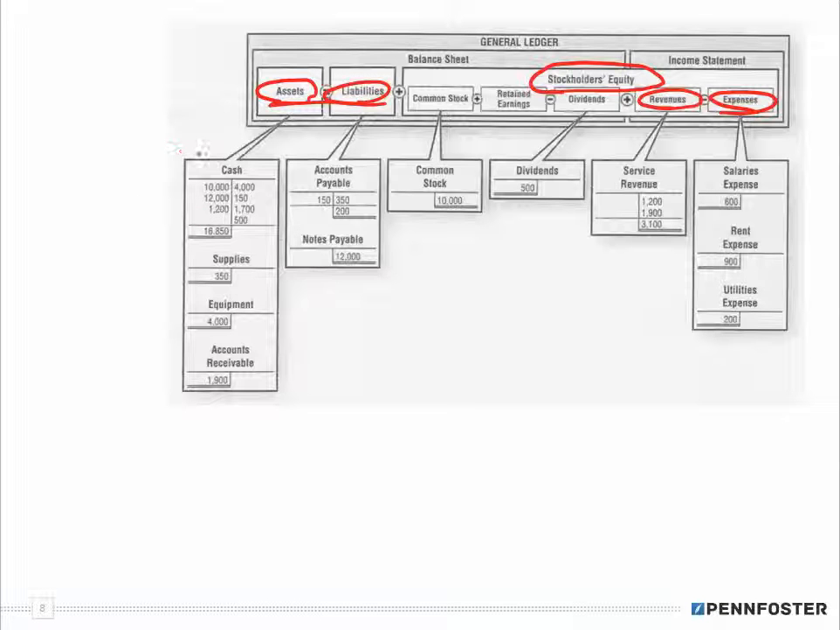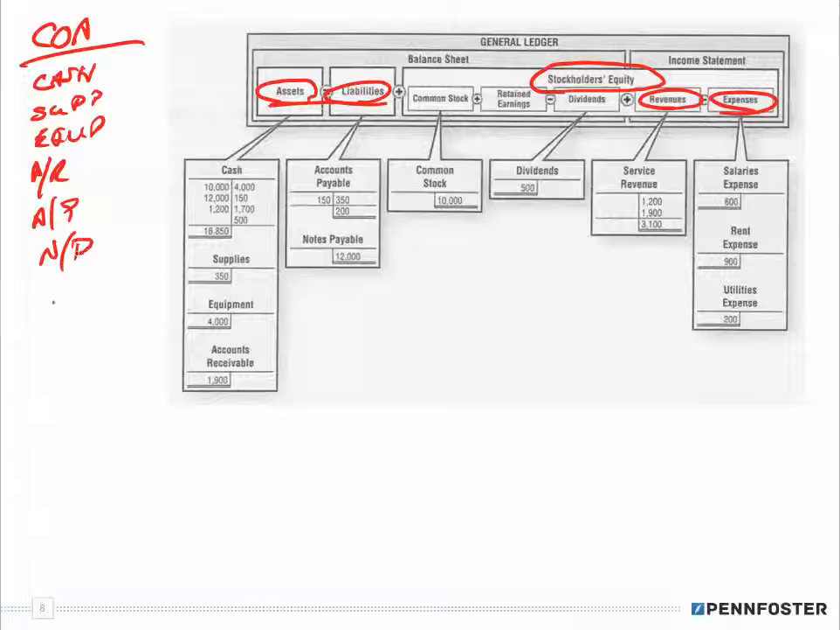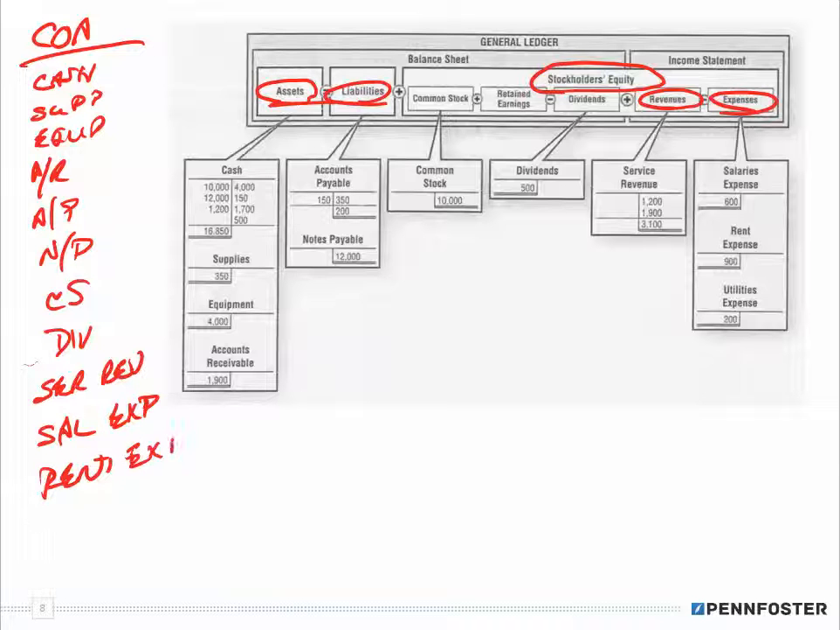And what we have here, like I had said, the chart of accounts would list cash, supplies, okay, so on, equipment, accounts receivable, accounts payable, notes payable, common stock, dividends, service revenue, salary expense, and rent expense, and utility expense. Okay. By listing the ledger accounts, that's a chart of accounts.